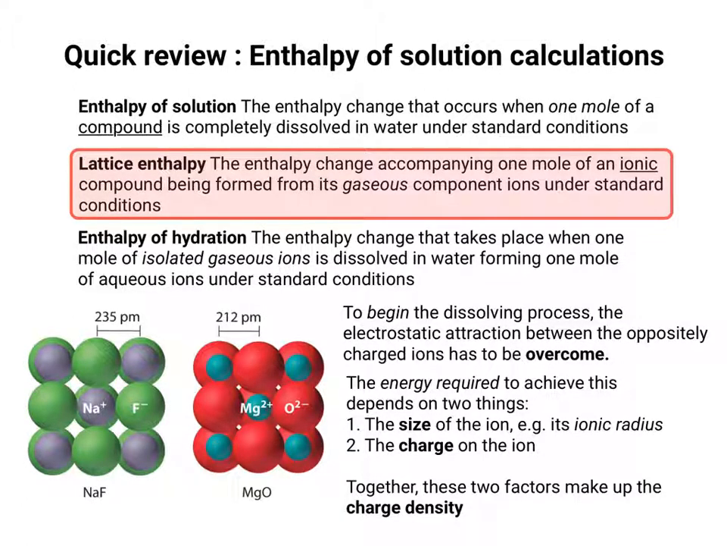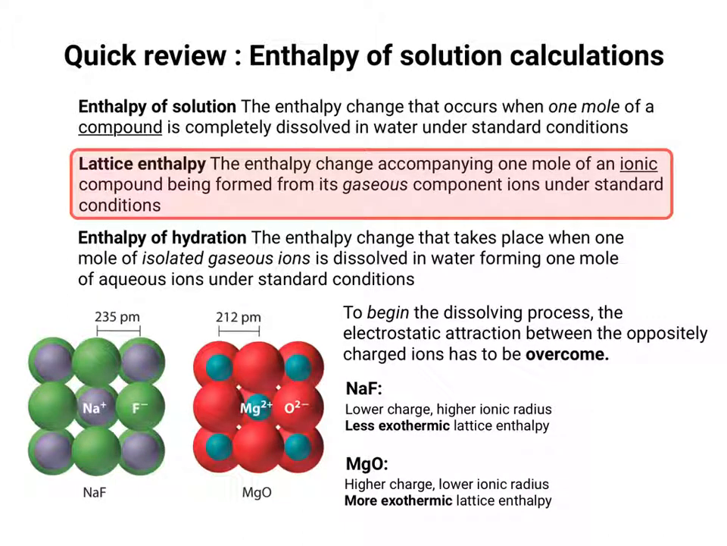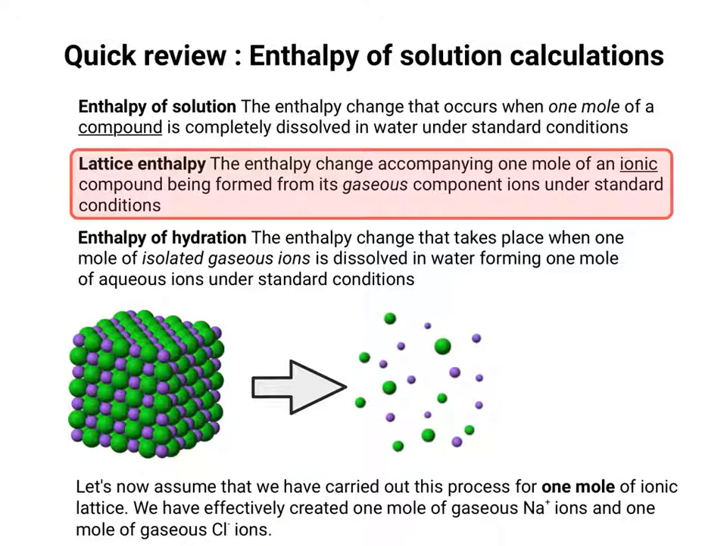And together these two factors make up what we sometimes call charge density. So if we take a quick look at the diagrams on the bottom left of the screen, you can see that we're talking about sodium fluoride and magnesium oxide. The diagrams obviously show that for sodium fluoride, the lower the charge, the higher the ionic radius, and for magnesium oxide, the higher the charge, the lower the ionic radius. So what you'd expect to see is that the lattice enthalpy for sodium fluoride is less exothermic than the lattice enthalpy for magnesium oxide.